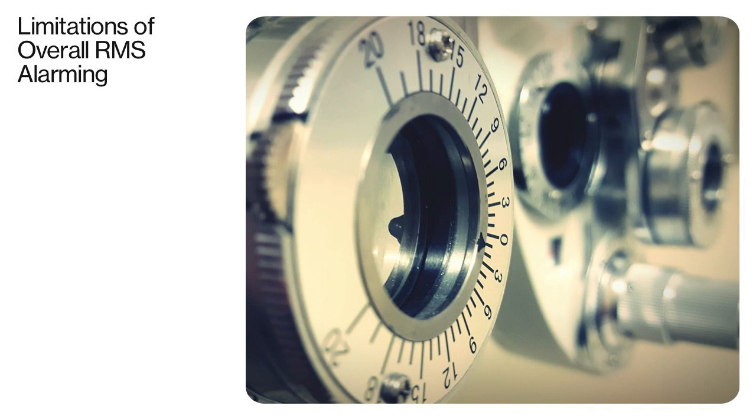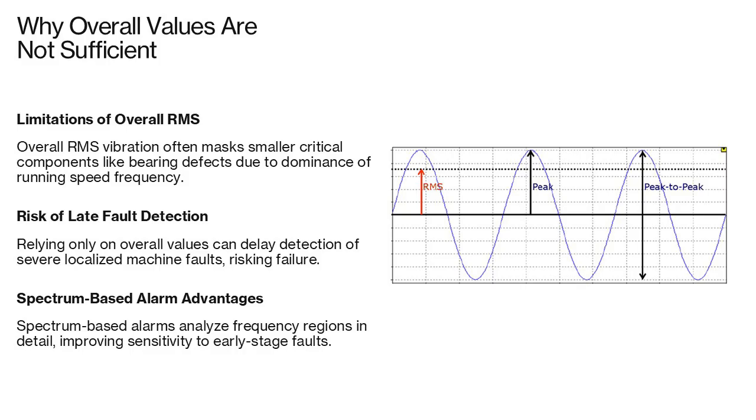Why overall values are not sufficient. Overall RMS vibration is a convenient single-value metric and is useful for high-level trending and screening. However, it has significant limitations when used as the primary alarm criterion. Overall values are typically dominated by the largest vibration component, often the running speed, one-order, frequency. This dominance can mask smaller but critical components such as bearing defect frequencies or gear mesh sidebands.